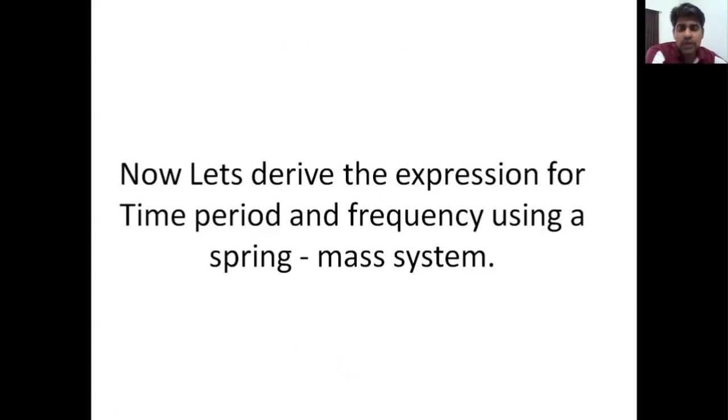With this basic idea, we are going to derive the expression connecting time period, frequency, spring constant and mass. So now you know what simple harmonic motion is, why we need to study it, what resonance is, and we are going to derive the expressions. So let's do that.